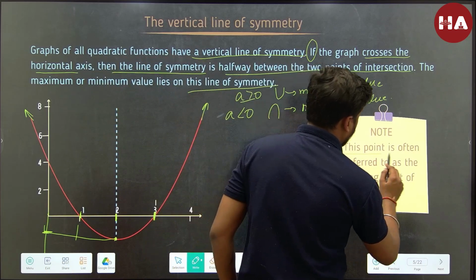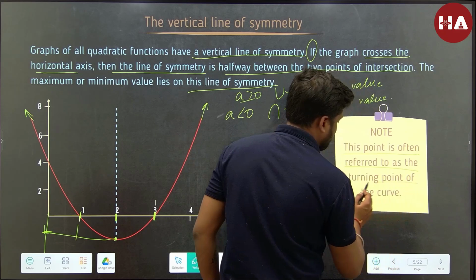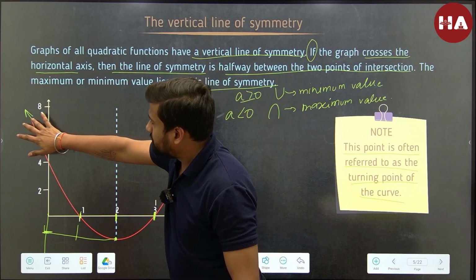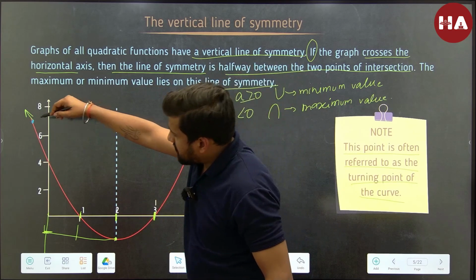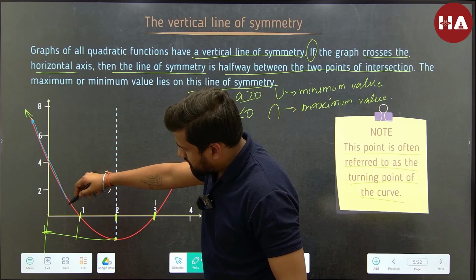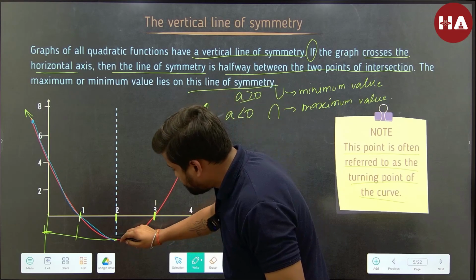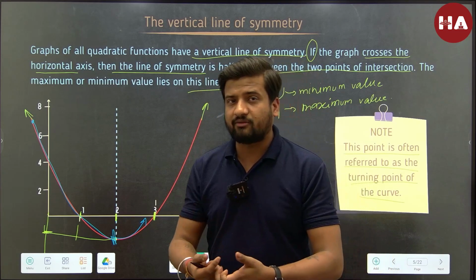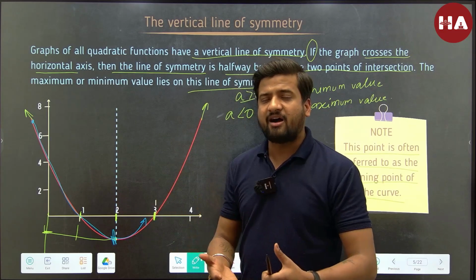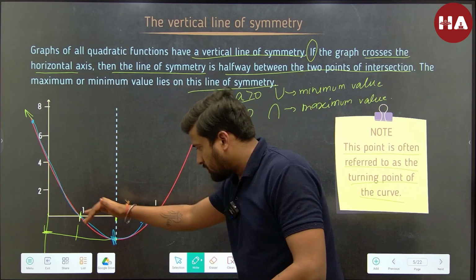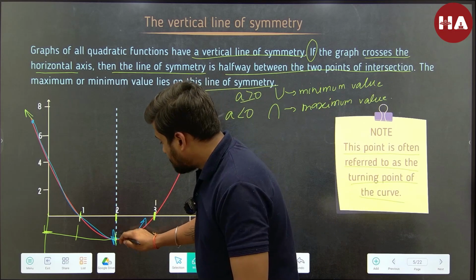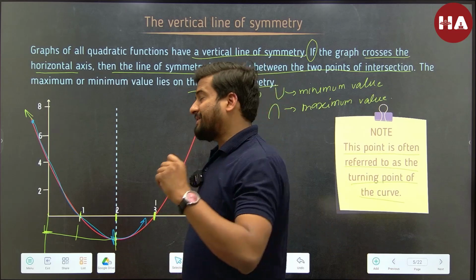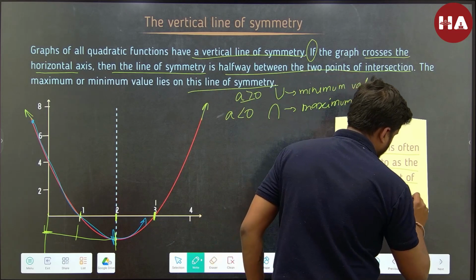This point is often referred to as the turning point of the curve. This is very obvious, right? Let's say I'm starting from this point, coming down, down, down, and at this point I start moving up. So the graph took a turn from coming down to going up. That's why this point, the minimum value or the maximum value, is always known as the turning point. It has one more name, stationary point.